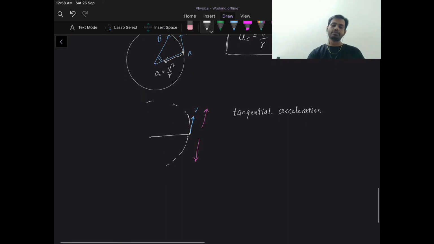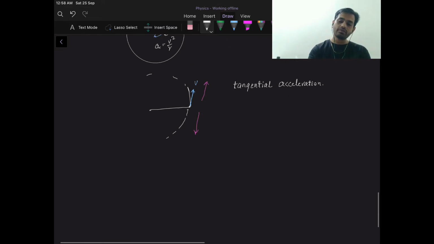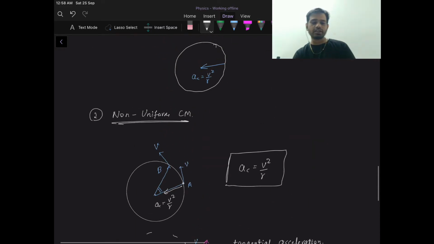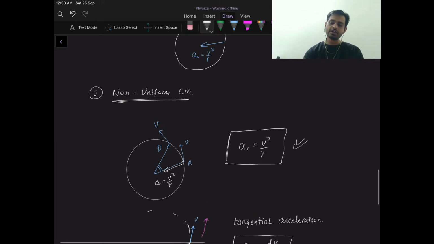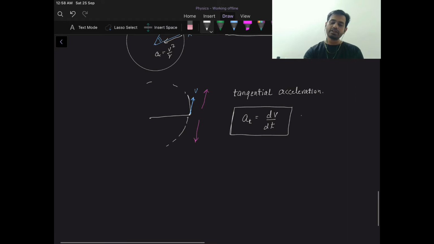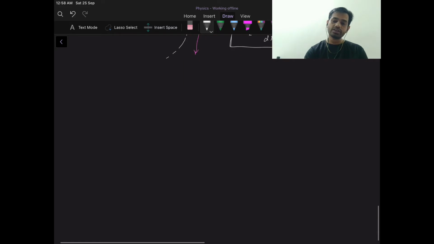Tangential acceleration, right. So what will be the value of tangential acceleration? The value of tangential acceleration will be equal to dv divided by dt. Is this clear? So there are two types of acceleration. One is centripetal acceleration or radial acceleration, and this one is tangential acceleration. Now let us try to see both the accelerations together in one diagram.